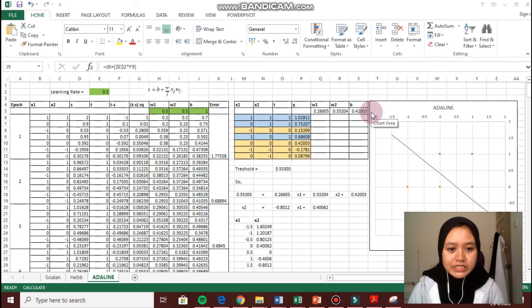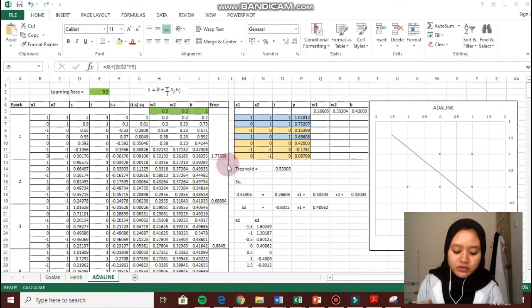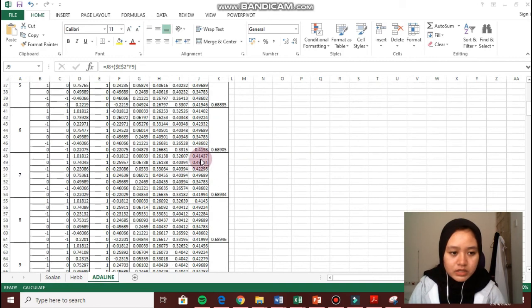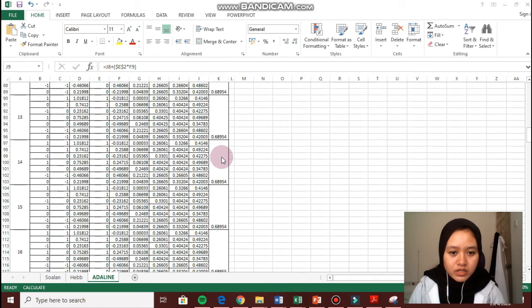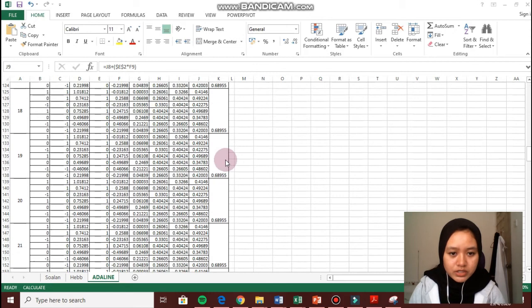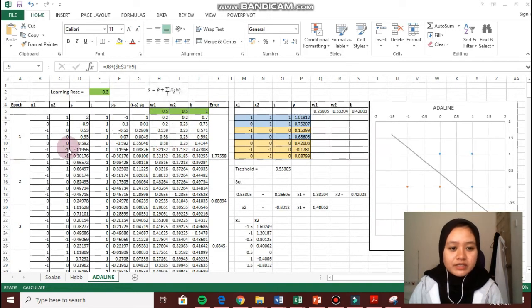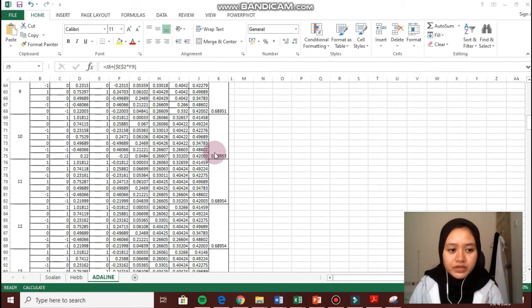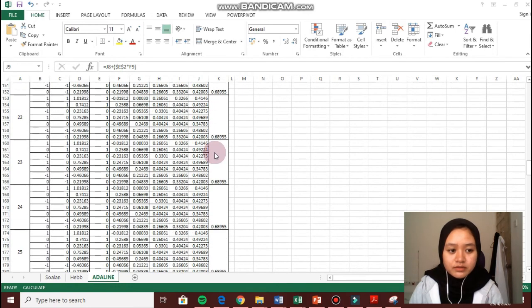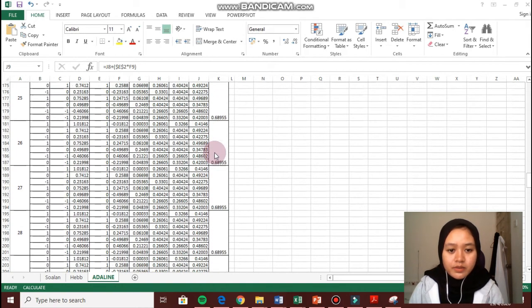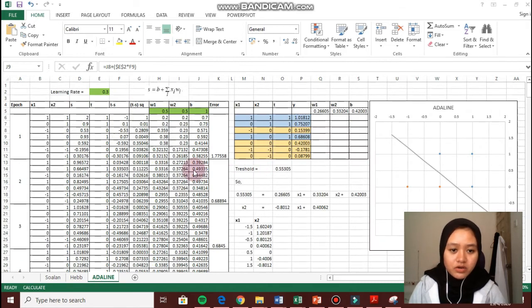In order for us to find the error, we need to use the formula of the summation of t minus s squared for every iteration. The error of every iteration must be reduced. We can see that along the epochs, the value of error is decreasing. We have the same calculation for 50 epochs, but in this case, we are focusing on the first epoch.